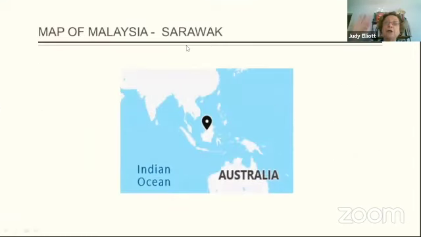Okay, so I am still advocating the use of maps to show what we're talking about. I did a lesson about indigenous tribes, and I wanted the students just to know from a map where they were living. It's part of Borneo, and here's the map. Next slide.